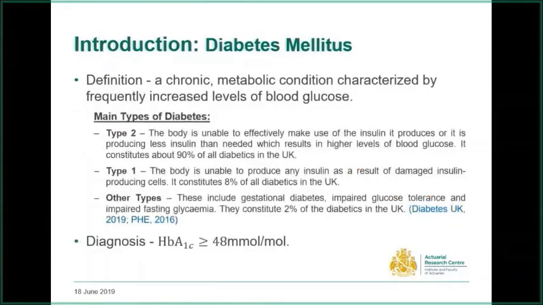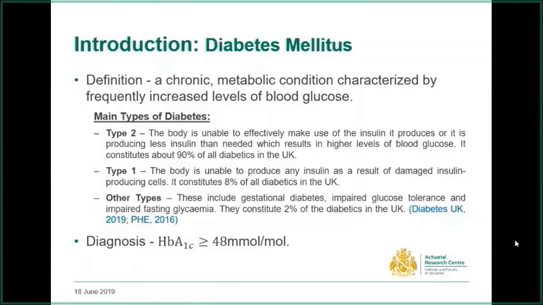By definition, diabetes mellitus is a chronic metabolic condition characterized by frequently increased levels of blood glucose. And there are two main types of diabetes, which are type 2 and type 1. Type 2 is when the body is unable to effectively make use of the insulin it produces, or it's producing less insulin than needed by the body, which results in higher levels of blood glucose. And this type of diabetes constitutes 90% of all diabetes in the UK.